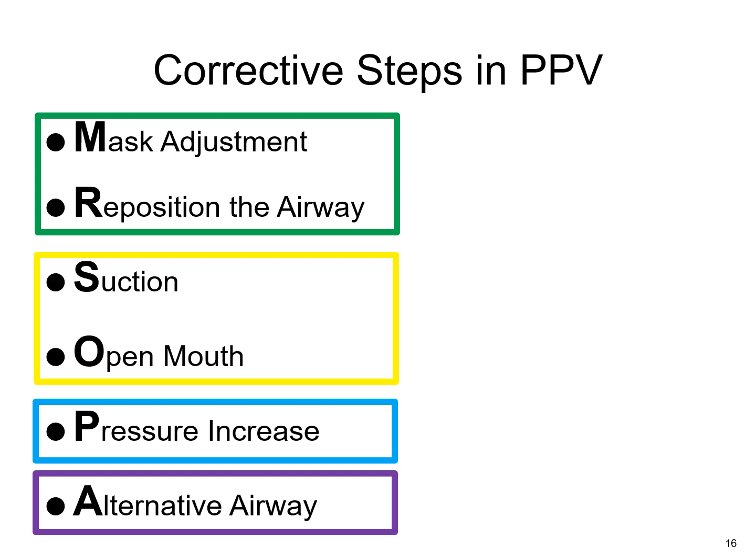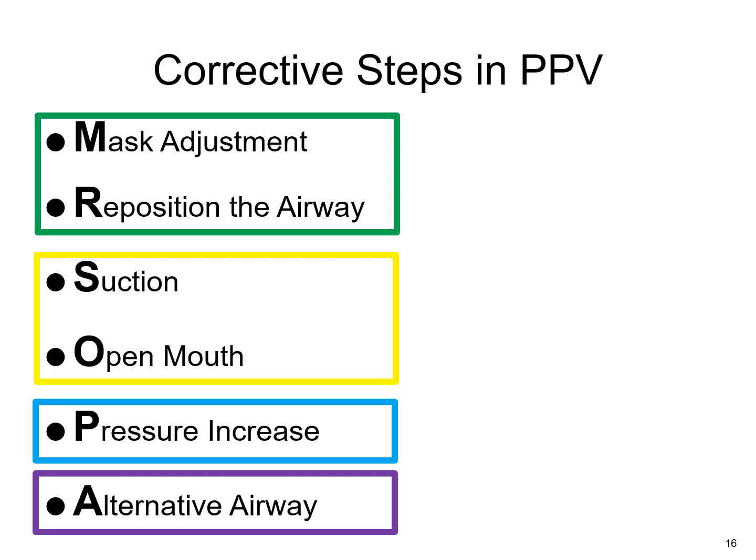Hopefully you notice the colored boxes around this, because those steps are done in tandem. So you see our green box here, M and R, mask adjustment and repositioning the airway. We do those in one step. When I take my mask off, I reposition the head, put the mask back on, and try to bag. If that doesn't work, I need to move on. I do my yellow box. So I suction and open the mouth. It's been quite effective. Opening the mouth and suctioning, you'd be surprised at how little secretions can make a big difference.